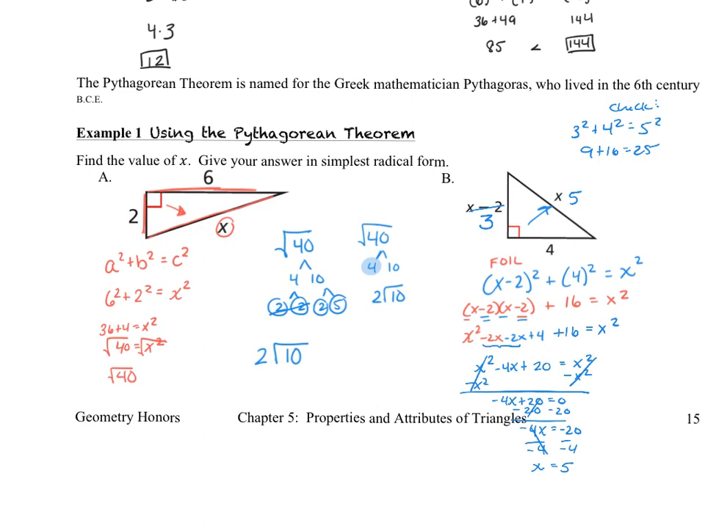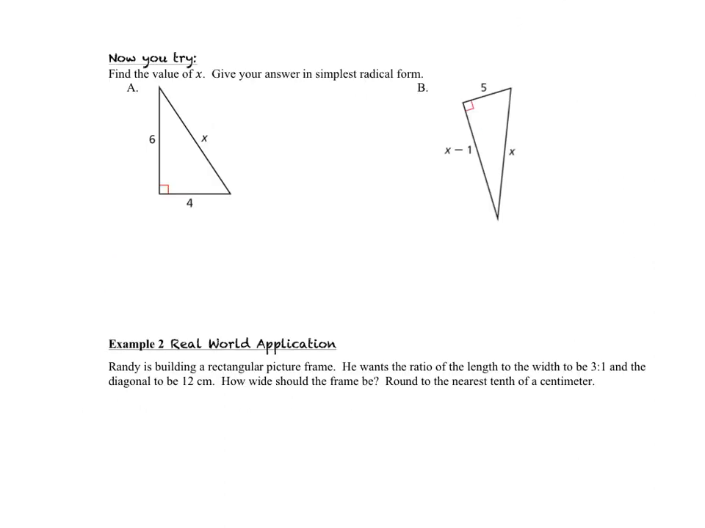So there are some algebra skills that we need to remember here, 2 of them. If you need help, you want to come see me. We have simplifying radicals and multiplying quadratics, which is FOIL. So you can try these 2 problems and pause the video when you're ready. I'll give you the answers.